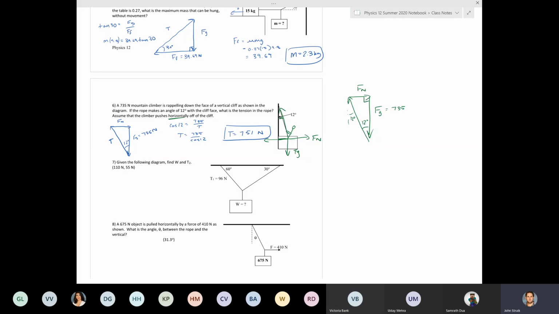It's kind of confusing because it says that the climber is pushing, but you have to analyze the forces that are acting on the climber. Even though it's the climber that's pushing against the wall, you're analyzing it from the point of the wall pushing back on the climber.